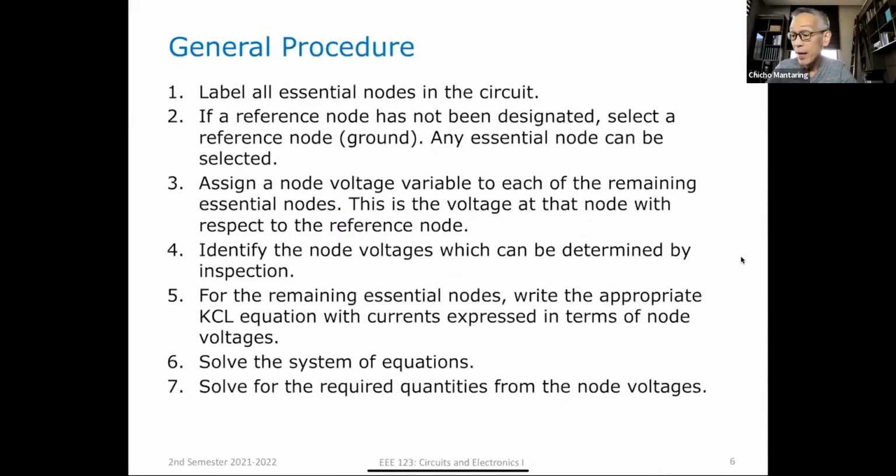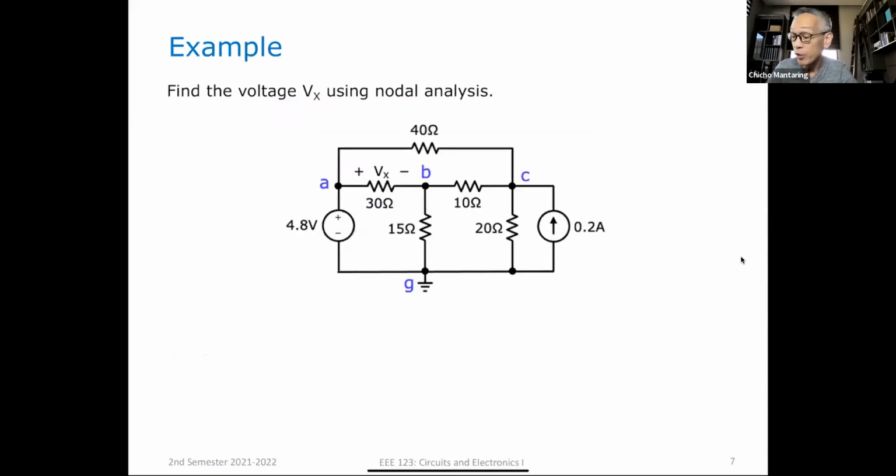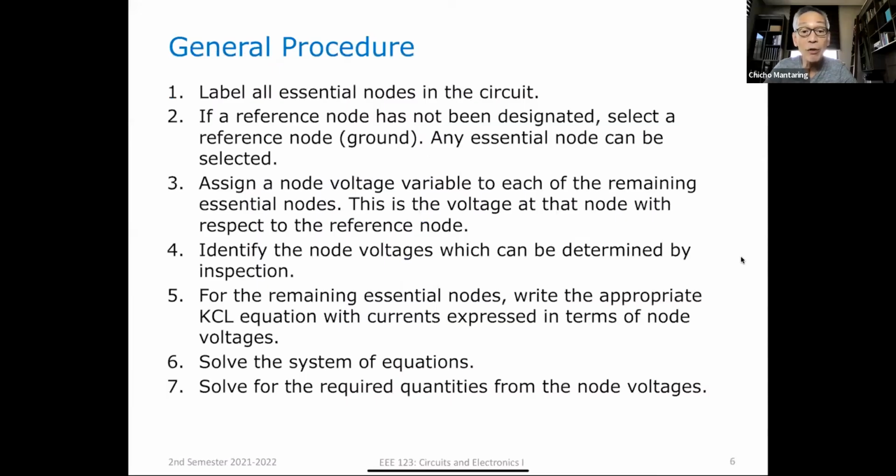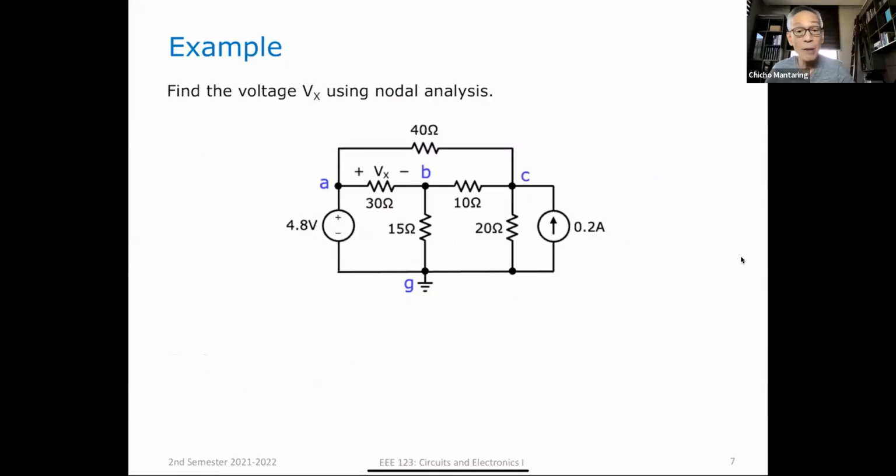Okay. The next step, designate a reference node. So meron na tayong designated reference node. That is node G. The next step, assign a node voltage variable to each of the remaining essential nodes. So I'm going to assign, okay, this is my reference. So dun sa mga natitira, I assign a node voltage variable. Okay. So what are my node voltage variables? That's going to be VA. Let me just put it here. VB and VC. So those are my 3 node voltage variables.